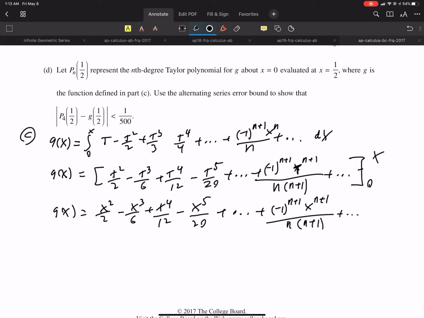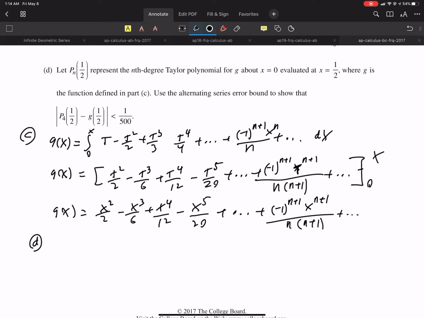Now on to part D. I don't know why these problems aren't hard. There's just a lot of work, and it makes me tired. Part D. So Pn at 1/2 represents the nth degree Taylor polynomial evaluated at 1/2, where g is a function. Use the alternating series error bound to show that. So the first 4 terms, the error for the first 4 terms.